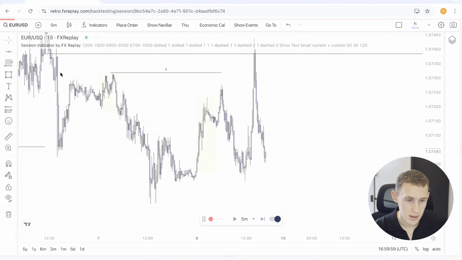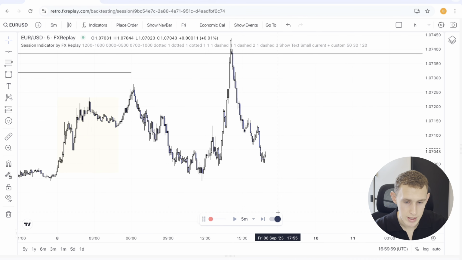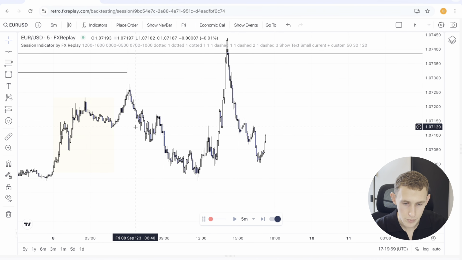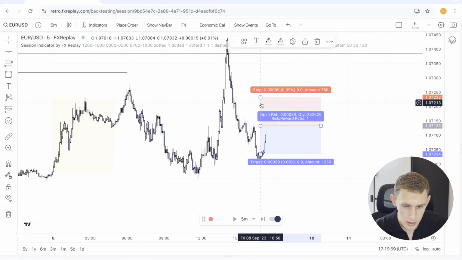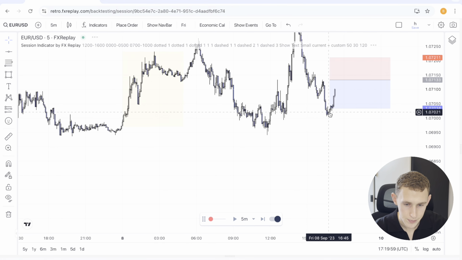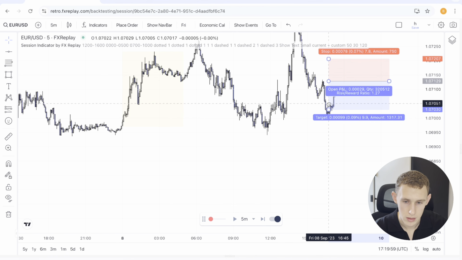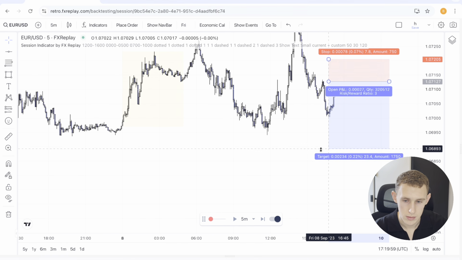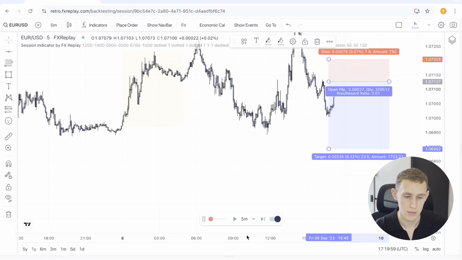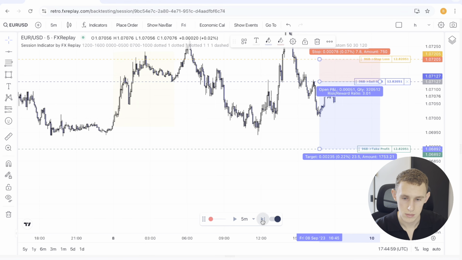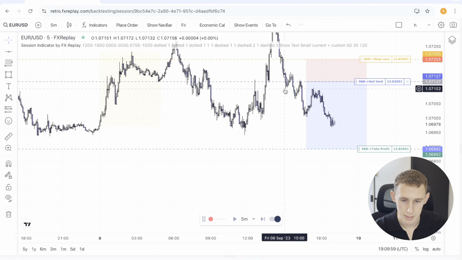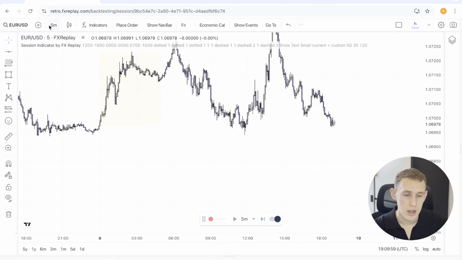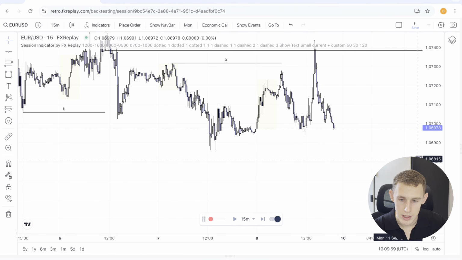Again, though, there's not really any lower time frame structure here. You just had this one big move. Could maybe look to short from just above this high. Okay, damn, so we should have actually been selling from that supply. Again, though, that wasn't valid for me because there was no liquidity below it.